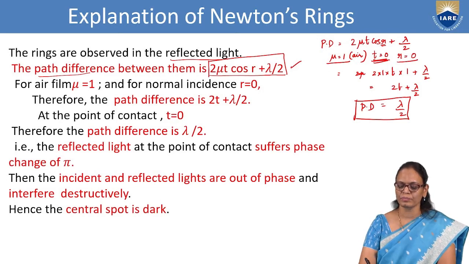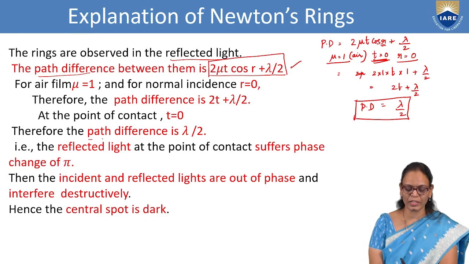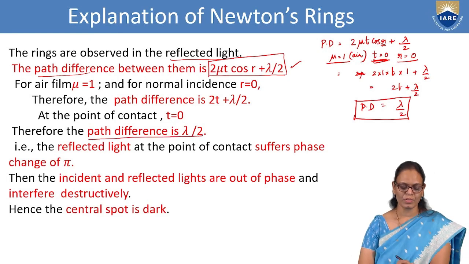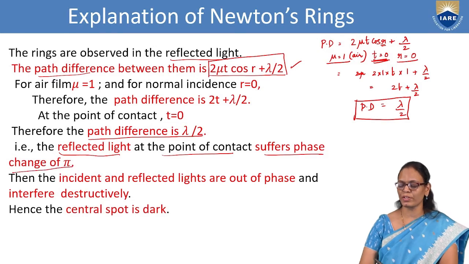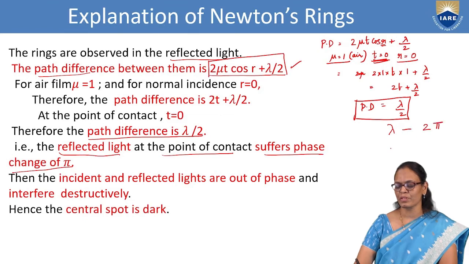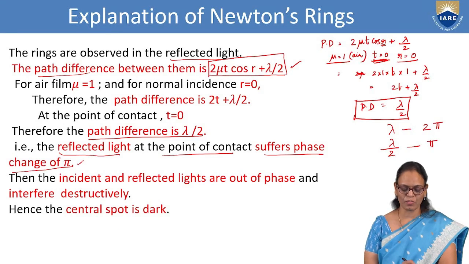T is 0, mu is 1 for air and r is 0 for normal incidence. So, what we get, the path difference equal to lambda by 2. So, that is what we are writing here, path difference is lambda by 2. So, in the reflected light at the point of contact, the ray suffers a phase change of pi. So, I told you whenever there is a path difference of lambda, there is a phase change of 2 pi. So, here we have a path difference of lambda by 2. So, the phase difference will be pi. So, there is a phase change of pi.